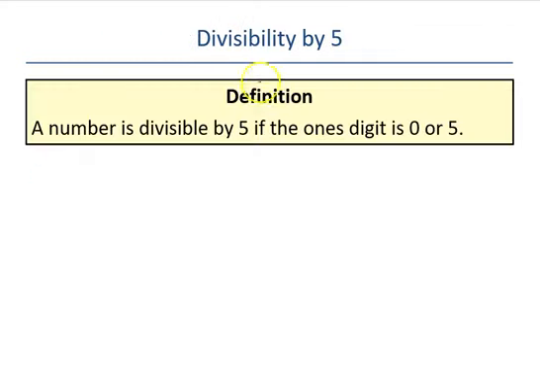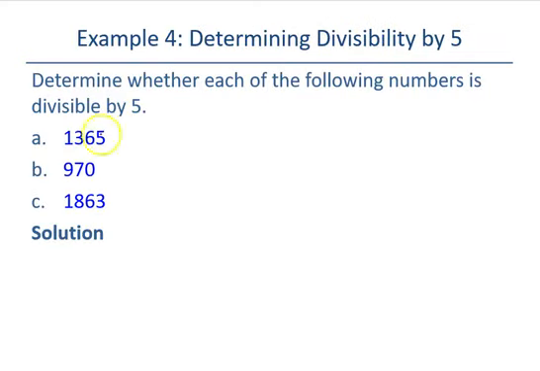Continuing on, 5. Divisibility by 5. A number is divisible by 5 if the ones digit is a 0 or a 5. So that makes it super simple. Well, look at this one. There's a 5 there. Oh, look at this one. There's a 0. And then look at this one. There's a 3, which means a no. So those, like the 5s, are super simple. Okay, 5s, and you'll see that 10s are very simple as well.